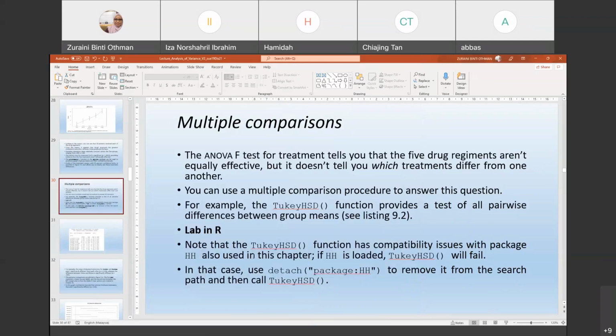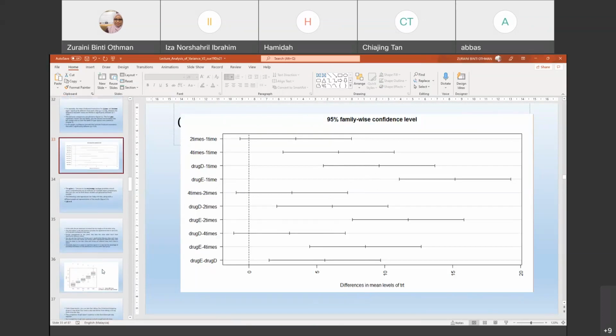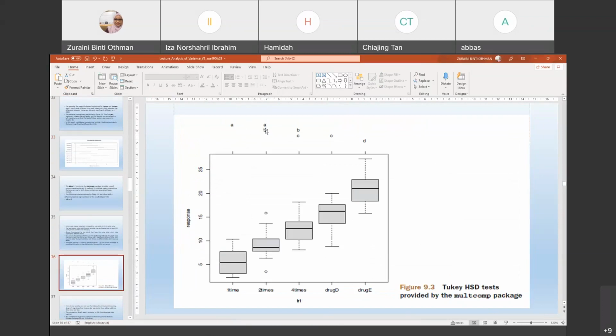Okay, this is the explanation that we went through just now. This is using the first graph. We see the interaction between 2 and 1, but we can't see the significance more clearly than when we use this. So it's clearer: when they share the same letter, it is not significant. And if they do not share the same letter, like 4 times and 1 time, it is significant.